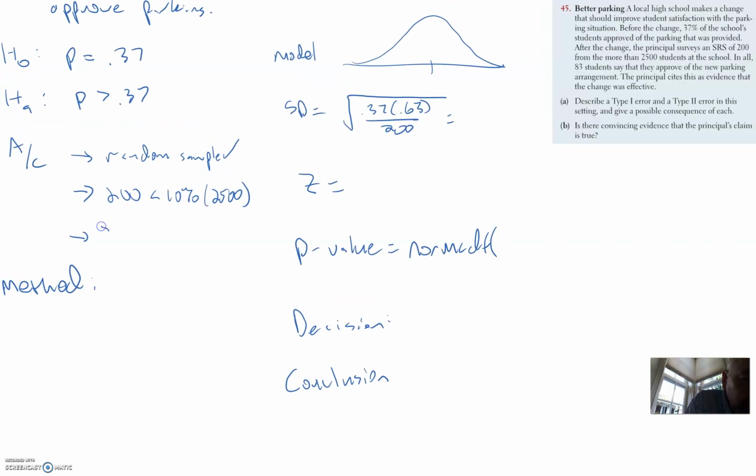So 200 times 0.37. Now, this is the big difference, that we're using the null value here. We're not using the data. And 200 times 0.63. I'll just check the small one. 200 times 0.37, what's that? 74. Oh yeah, we're definitely greater than 10. So therefore, we're going to do a one proportion z-test.